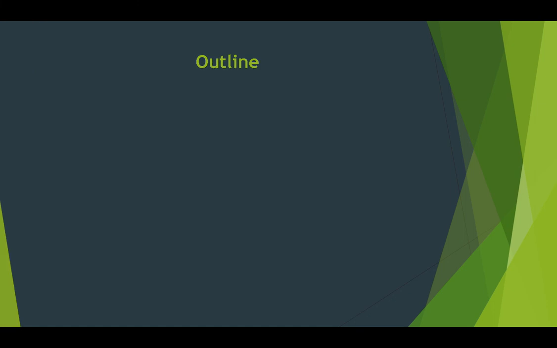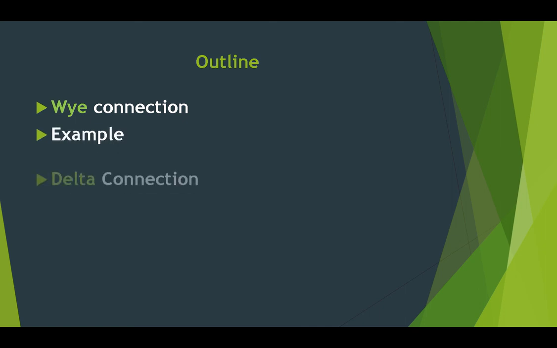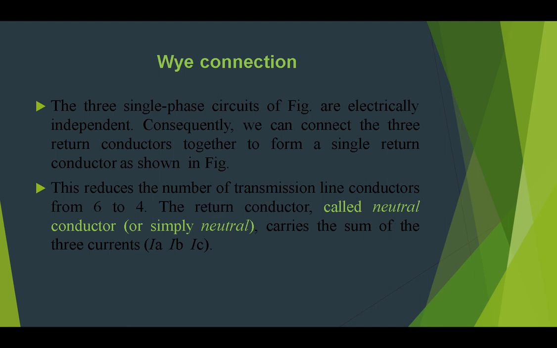Today we are going to study the Y connection and some examples, and then the delta connection. In our last lecture we compared the Y and delta connections, so today we are going to study them in more detail. So what is the Y connection? You have heard that mostly we transmit in delta and distribute in Y connection.